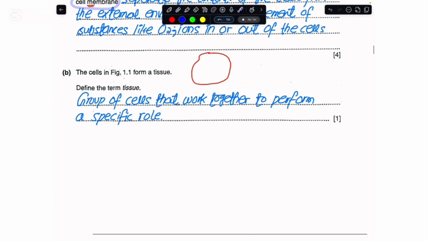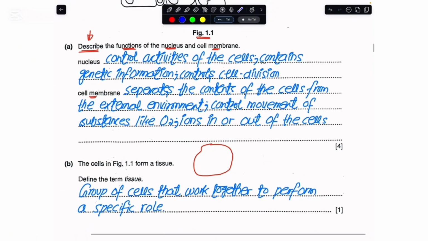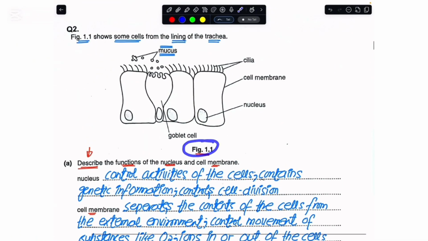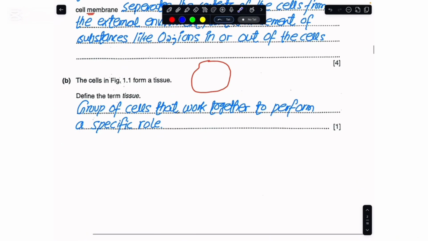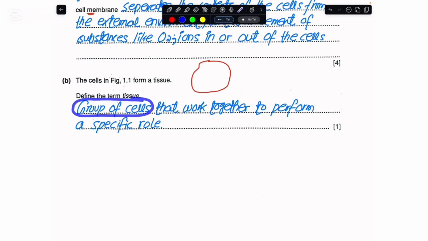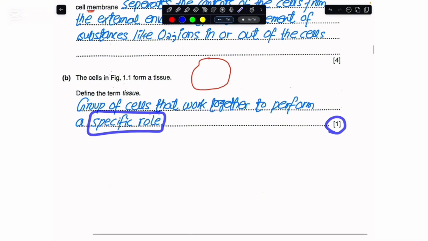Now he asks in part B that the cells shown in figure 1.1 form a tissue. And for 1 mark, he is asking you to define the term tissue. For the tissue, what we need to know is that a tissue is always a group of cells, and when these groups of cells work together, they perform a specific role. For this much, you would get 1 mark.